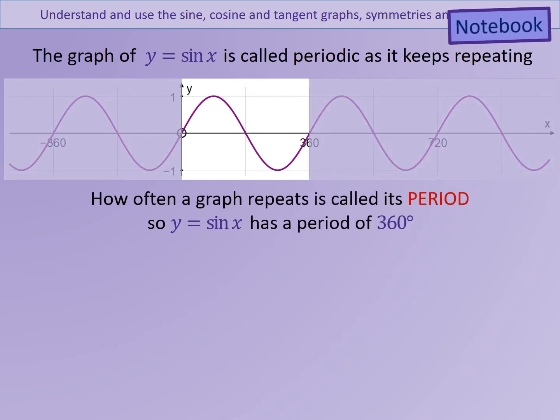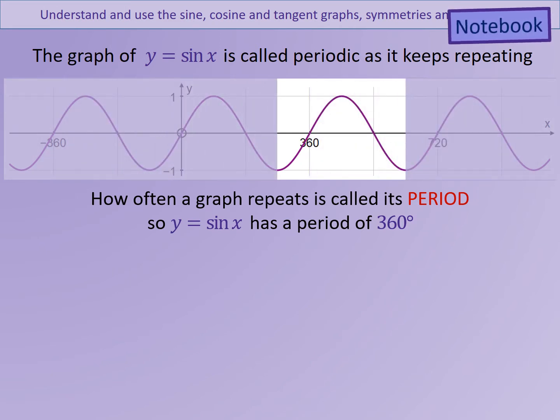Now, how often a graph repeats itself is called the graph's period. So for this particular curve, for sine x, if we take 0 as our starting point, by the time we get to 360 degrees, it starts to repeat itself. So the period of this curve is 360 degrees. And that's going to be important later on when we start to solve equations that involve the sine x curve.